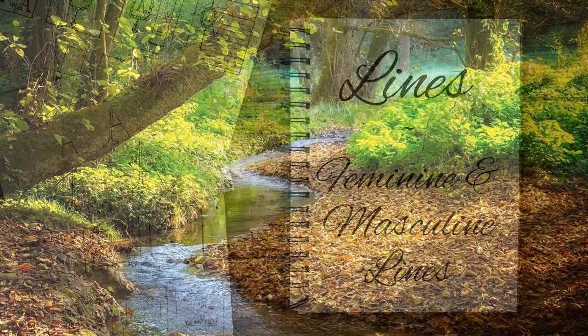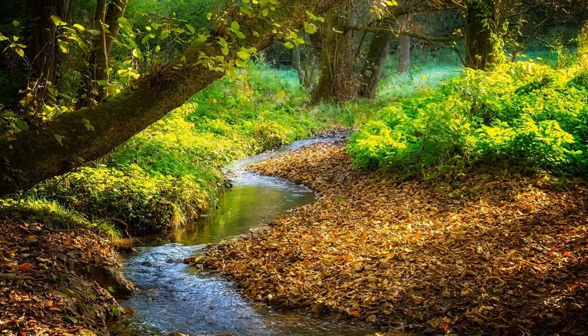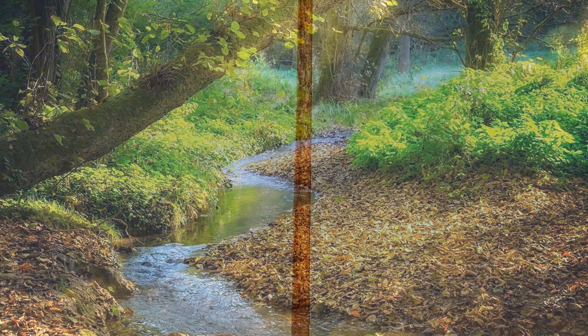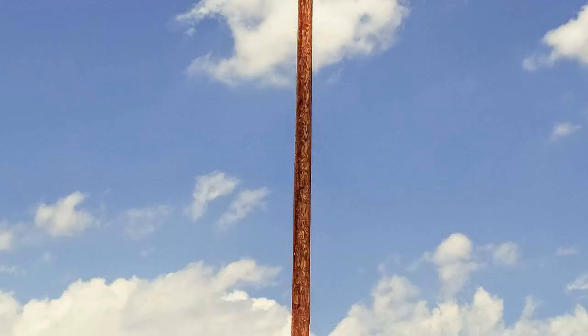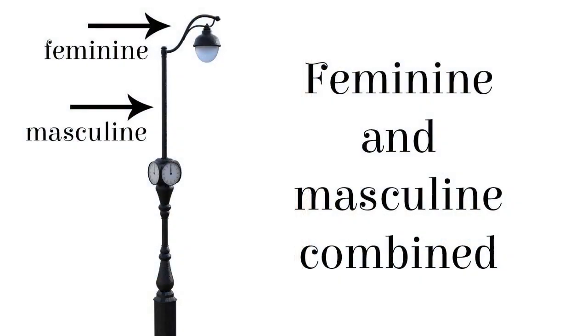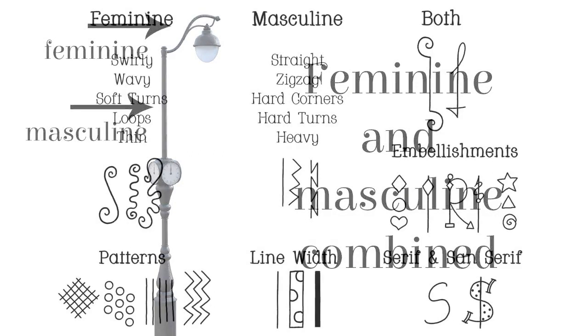The feminine lines can be described as curvy, soft, wavy, and the masculine lines are just about the opposite: hard, straight, zigzags, hard corners, definite lines. And now there is a third type of line, which is actually just a combination of the feminine and masculine line, where parts of each one are combined into a line. And this image is just showing you what I previously mentioned on the top part.